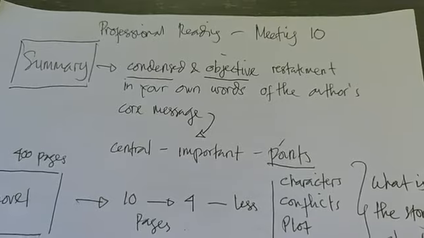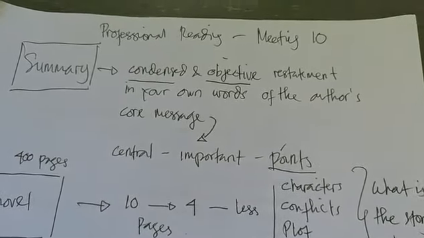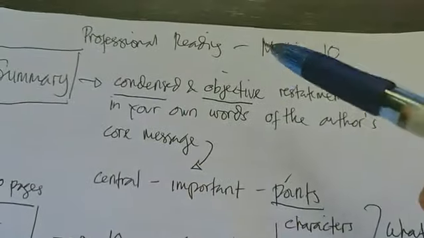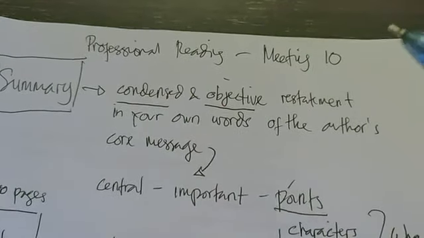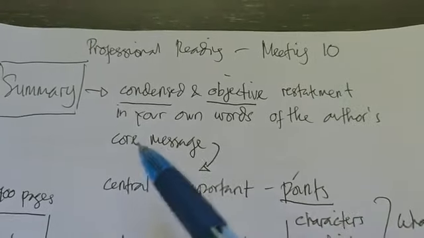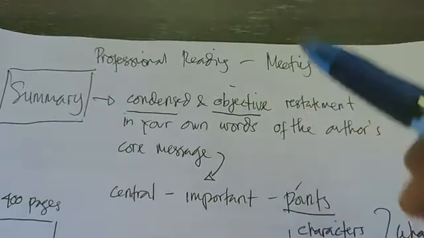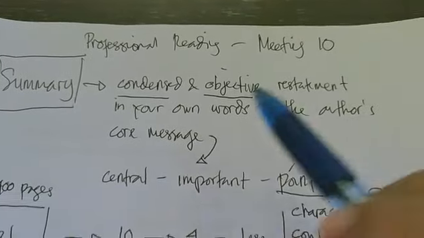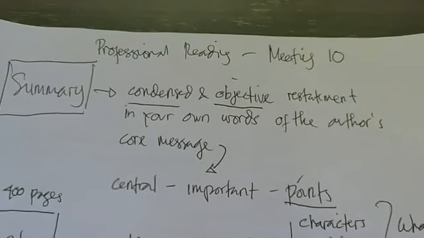First, let's talk about the summary. Summarizing a text means that you restate a text. It's a restatement of the text that is condensed but still objective. Condensed means you focus on the central important points of the text, because it has to be the core message of the author. Objective means the restatement is purely about the core message of the author. You don't add your own point of view at all.